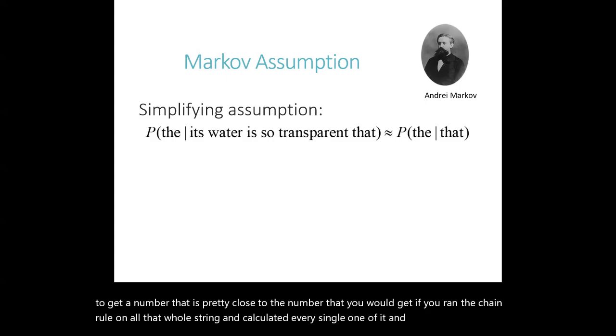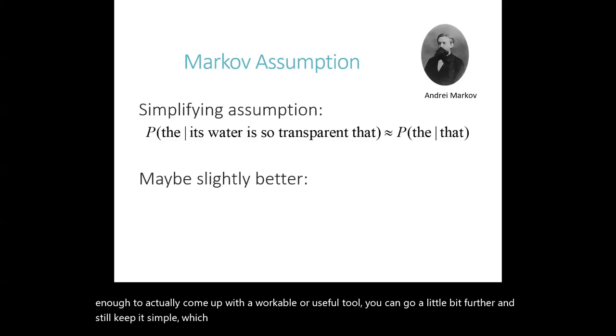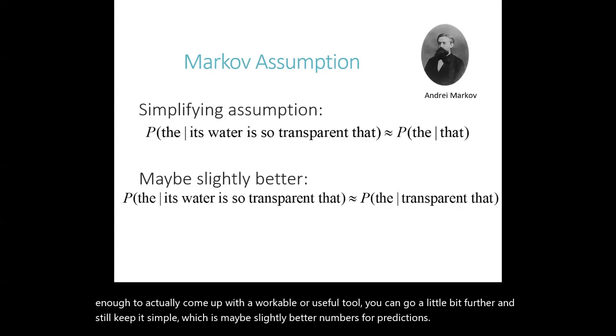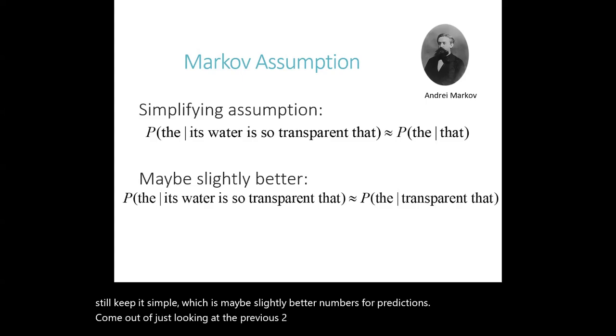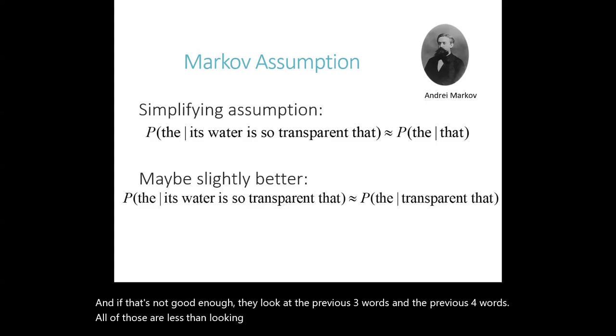And even if it's not close enough to actually come up with a workable or a useful tool, you can go a little bit further and still keep it simple, which is maybe slightly better numbers for predictions would come out of just looking at the previous two words instead of just the previous word. And if that's not good enough, they look at the previous three words, the previous four words. All of those are less than looking at every single word that happens in the string. If your sentence happens to be 30 words long, 3 words and 4 words is a lot less.